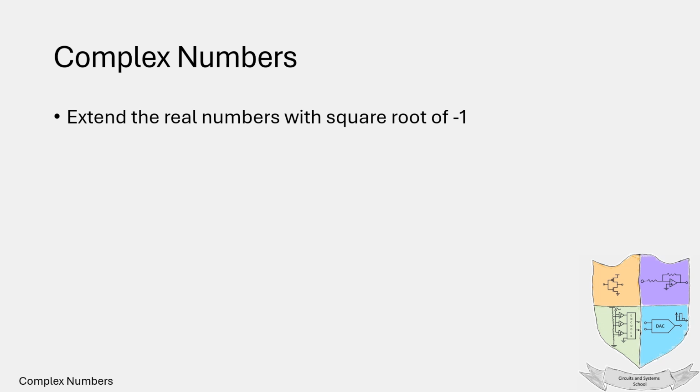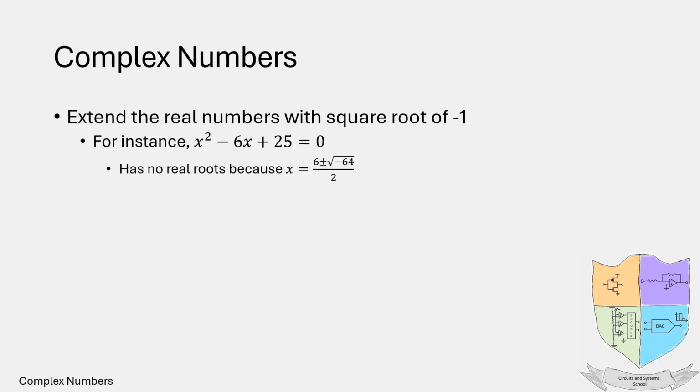Complex numbers extend the real numbers with square root of -1. For instance, the quadratic equation that you see here has no real roots in the real number system because finding the root involves taking the square root of a negative number.